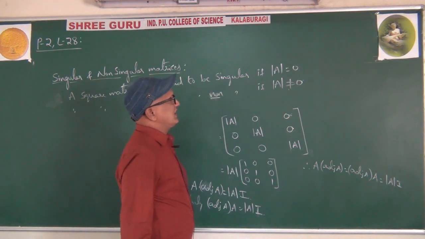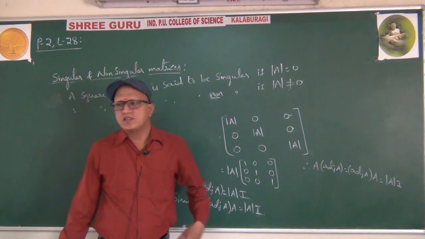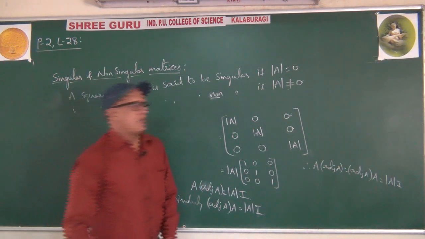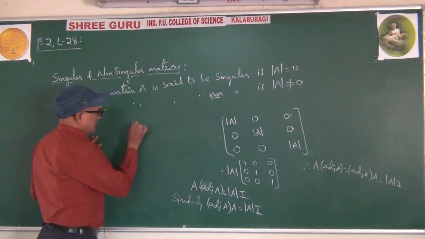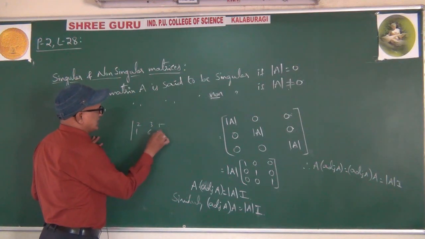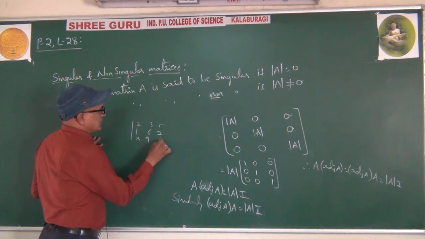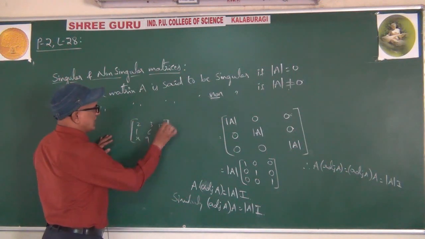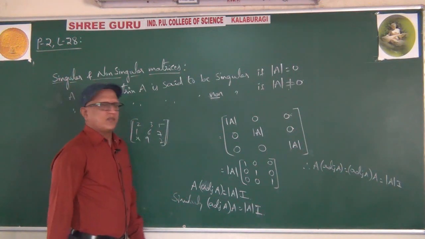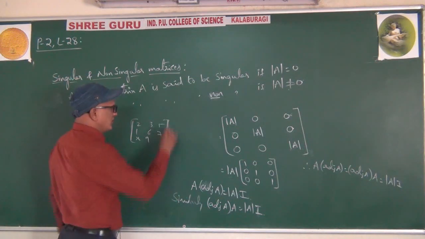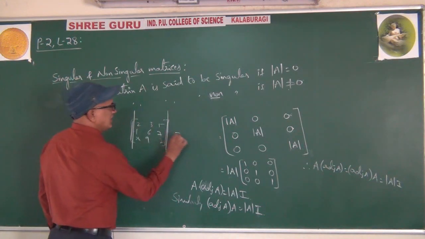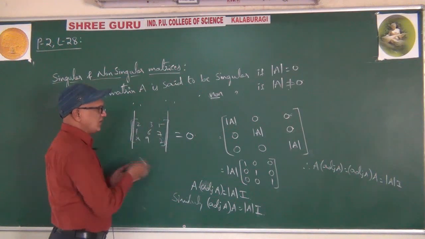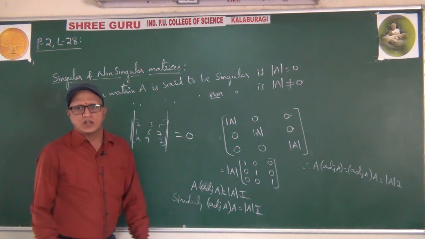If capital A is a singular matrix, then find the value of x. The question will be like that. Capital A is the matrix with rows 2, 3, 5; 1, 6, 7; x, 9, 2. If it is a singular matrix, then find the value of x. Then what we have to do? We have to take the determinant equal to 0, then expand it and solve, you will get x. Okay?